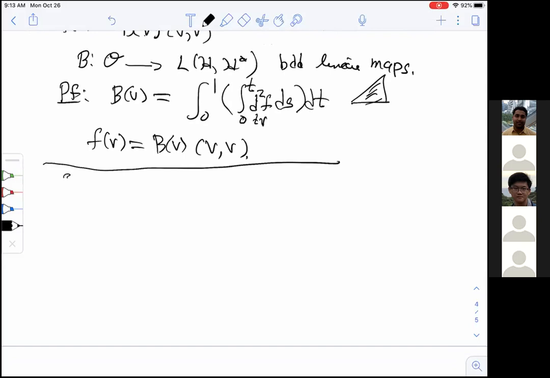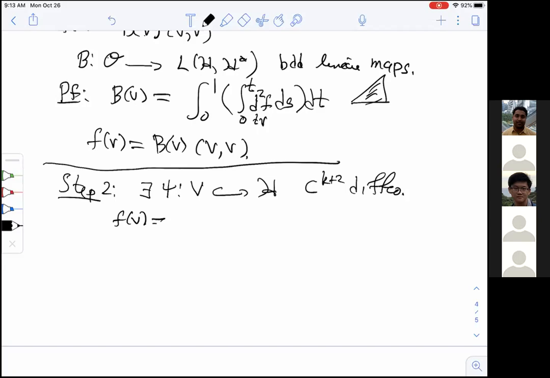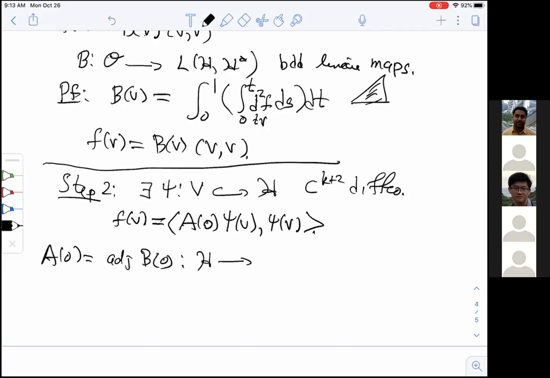Okay, so now step two is that there exists a C-infinity diffeomorphism defined in maybe a smaller neighborhood of the origin, the C^(k+2) diffeo psi, such that F of V is A naught psi of V, psi of V, where here A naught is the adjoint of this, and it's an isomorphism since the differential at the origin is non-trivial. So it's a bounded linear isomorphism.